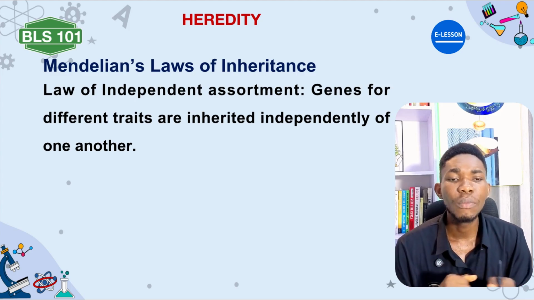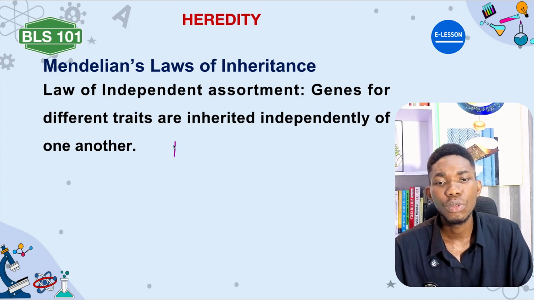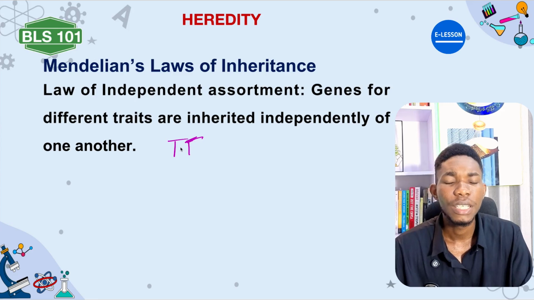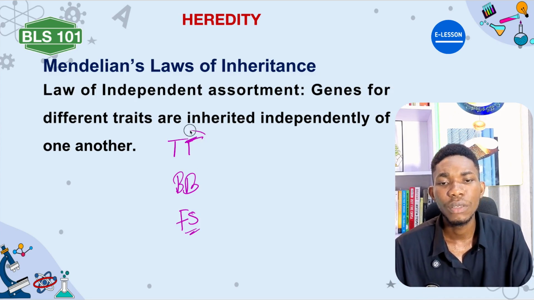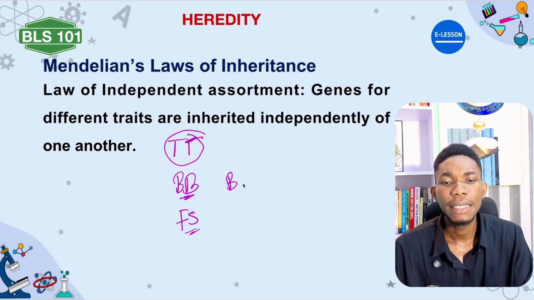Are you getting it? You pick a tall gene for this particular trait, then the other trait must be brown eyes. So you now say tall gene, brown eyes, let's say fair skin. Are you getting it? If you pick a tall gene from one of the parents, then the eyes may be blue eyes instead of brown eyes. Then the skin may actually be what? Dark. That is what it's trying to tell you.